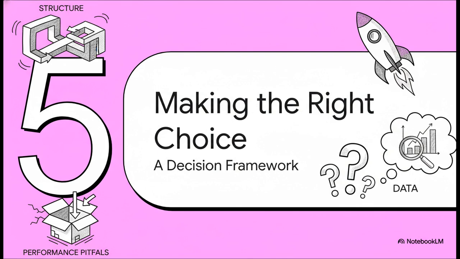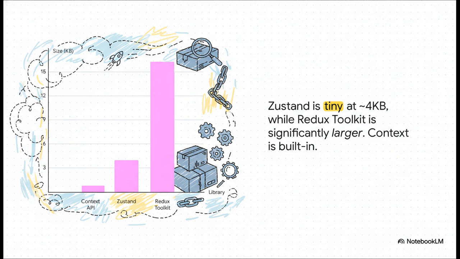So, okay, we have all these fantastic options. How in the world are you supposed to choose the right one? Let's move past just looking at code and get practical with some hard data. First up, bundle size. How much extra code are you shipping to your users? Well, Context is built in, so it's free, 0 kilobytes.